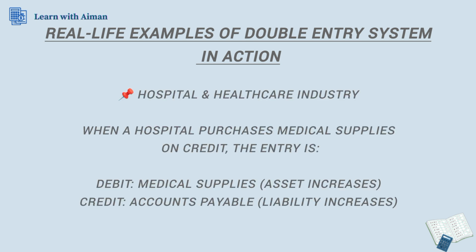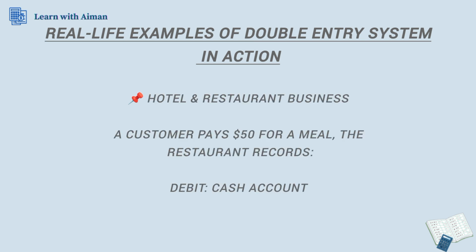Hospital and healthcare industry. When a hospital purchases medical supplies on credit, the entry is debit medical supplies because asset is increasing, and credit accounts payable because liability is increasing. Hotel and restaurant business. A customer pays $50 for a meal. The restaurant records debit cash account and credit food sales revenue.